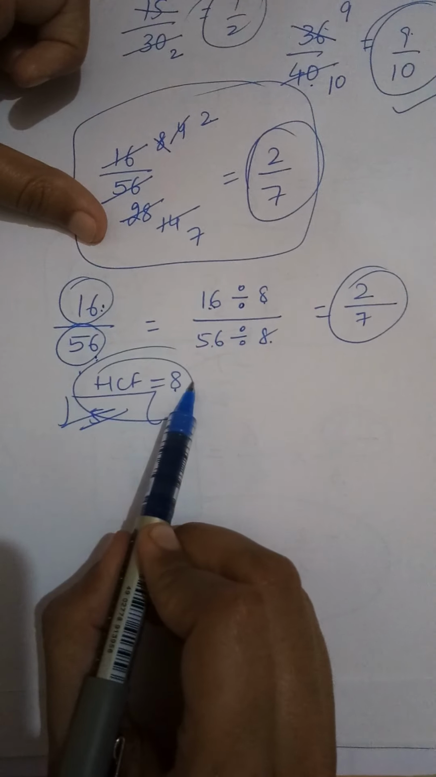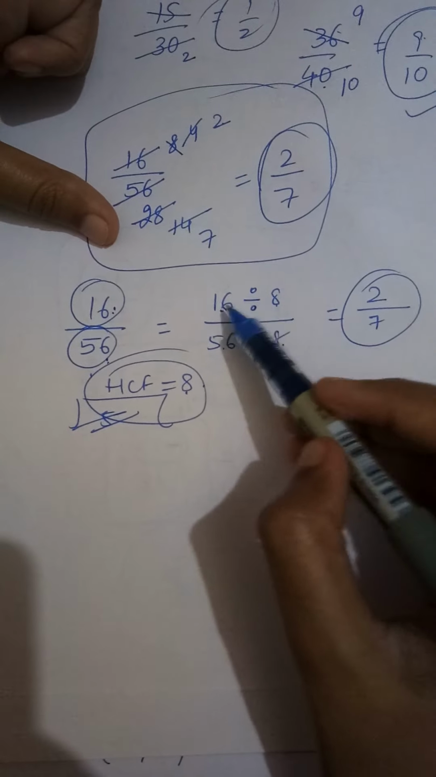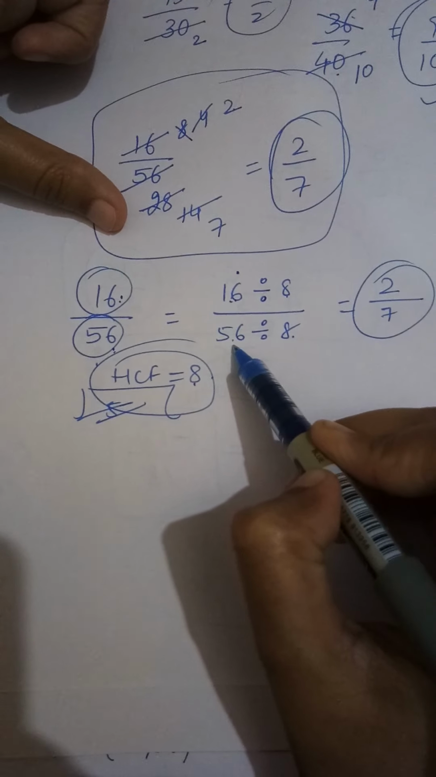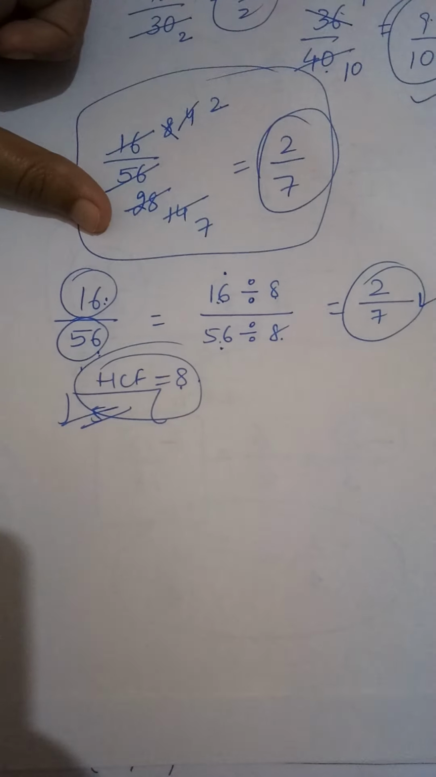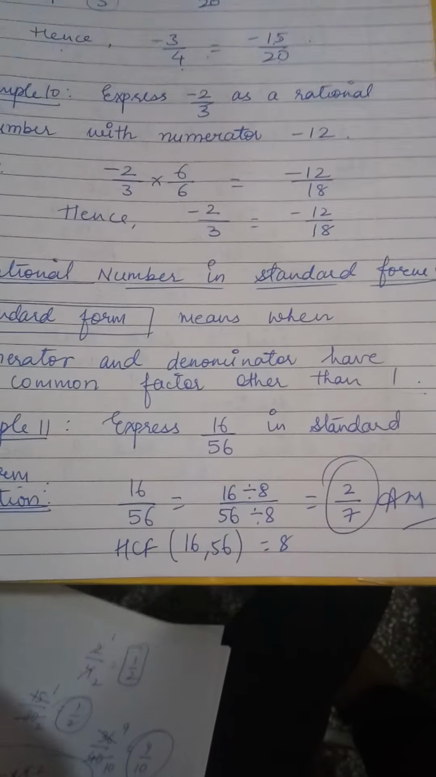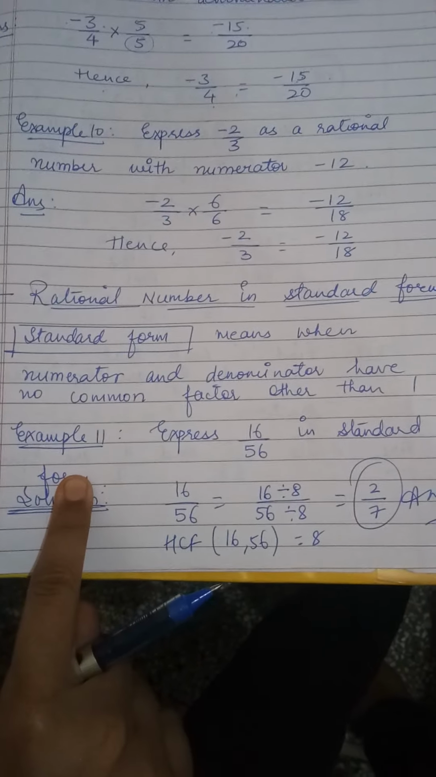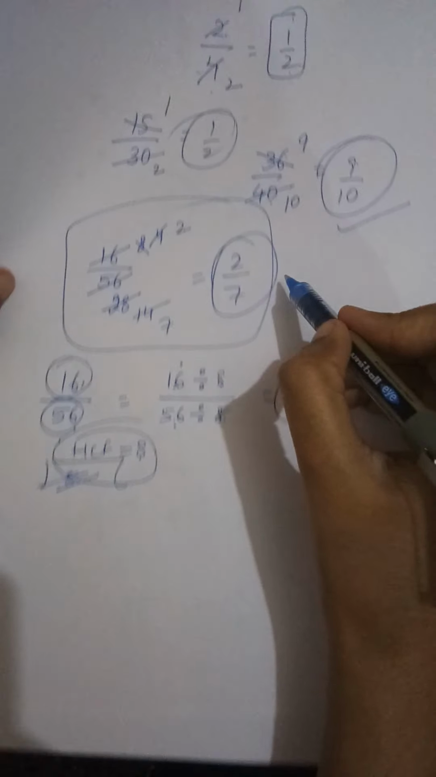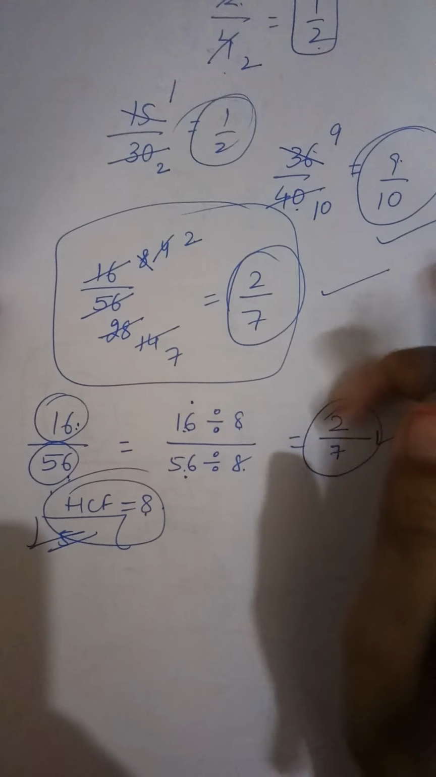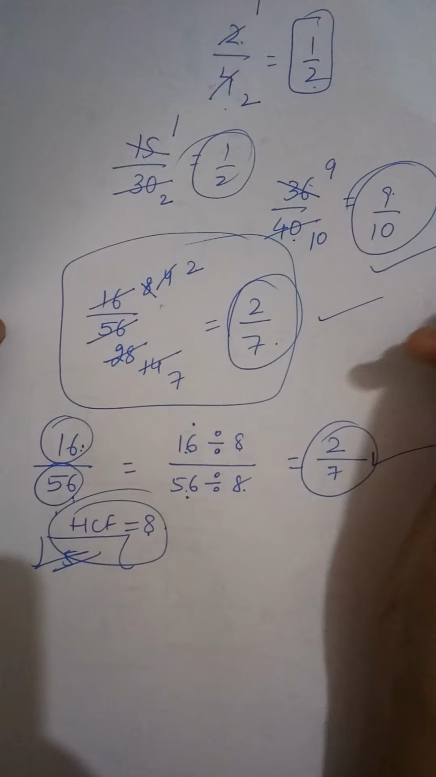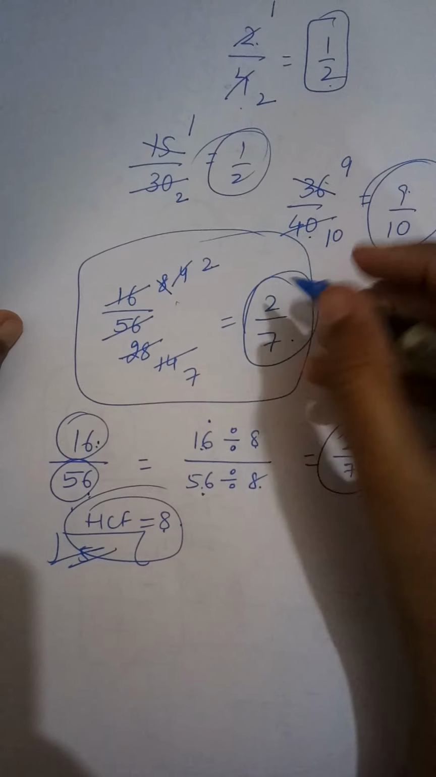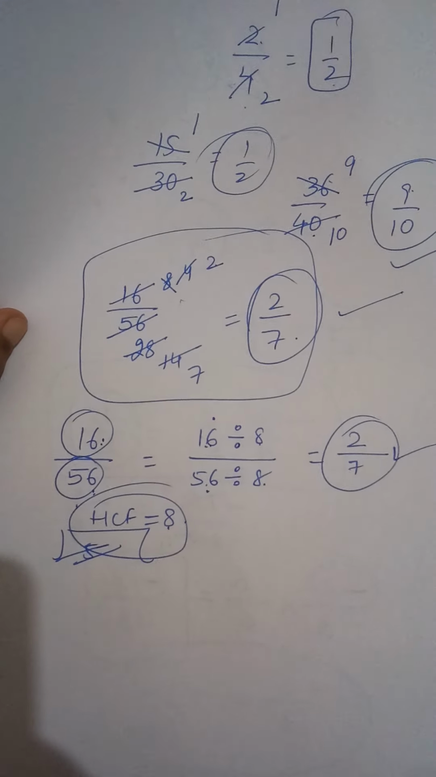Just find the HCF, divide that HCF with the numerator and the denominator, and you will be getting the standard form. Okay, so that's how you are going to do example 11. Or if you want to do it like this also without using the HCF, if you want to cancel it, you can cancel it. But please make sure that they should not be further cancelled. Okay. Now let's move to example number 12.